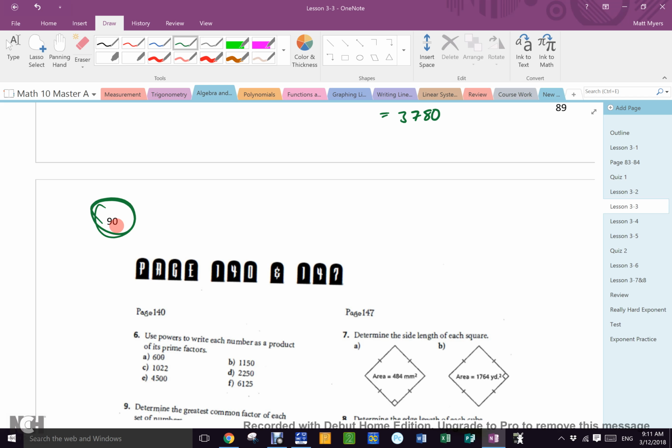When you finish the quiz, what should you work on? Page 90. On the quiz, all you need is your name. If we have enough time, we'll mark it today, but we'll more likely mark it tomorrow. Okay?